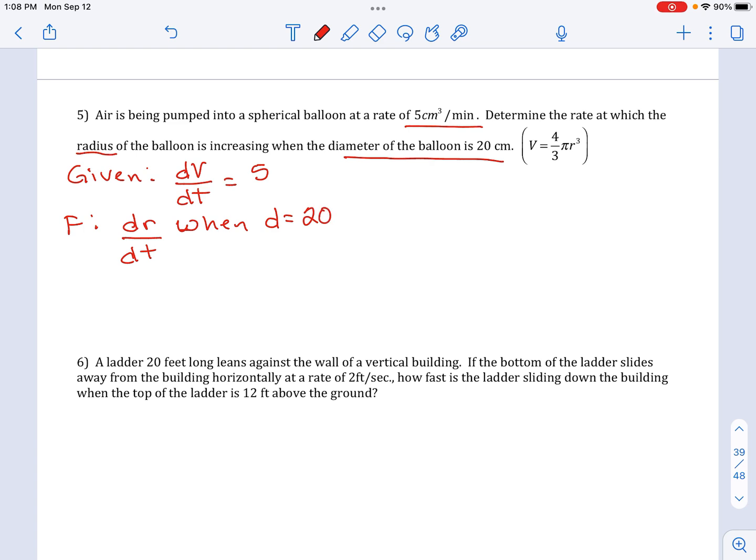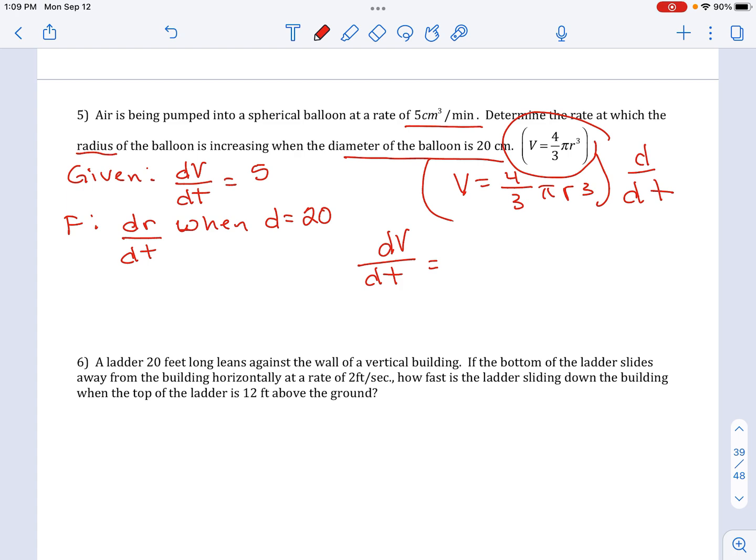Okay, so we're talking about volume and radius and diameter and all that stuff. We're talking about the volume of the balloon. So we start with an equation that relates the variables. And step 1 is to go ahead and take the derivative. So I'm going to take the derivative with respect to time of both sides. The derivative of V with respect to t is dV/dt.